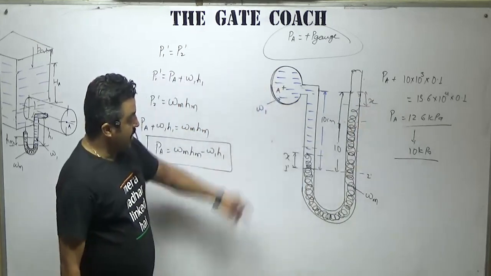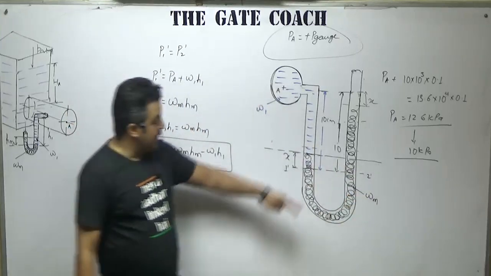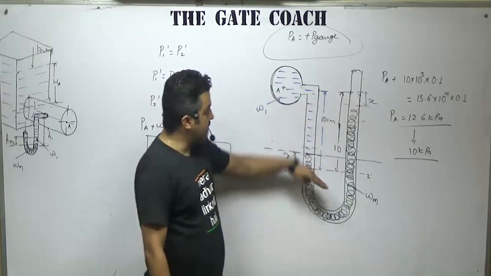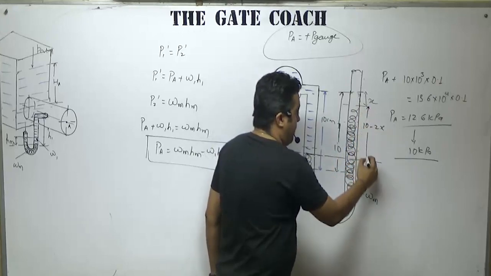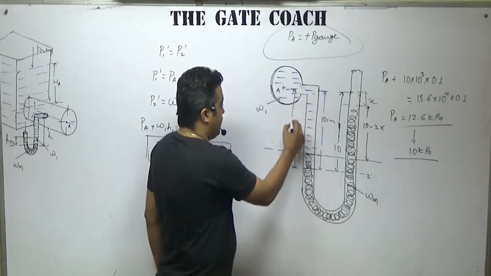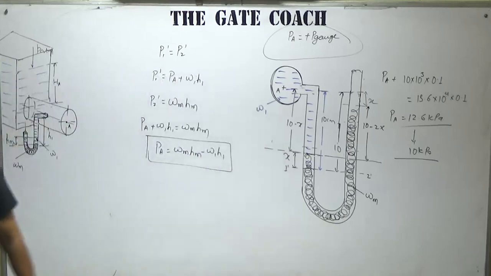Okay. So the new level is here. The new level difference in the mercury is from here to here, which is 10 minus 2x. And in this case the water level is 10 minus x. Okay, from here find out the value of x. 10 minus 2x will be the new level difference, in centimeter.